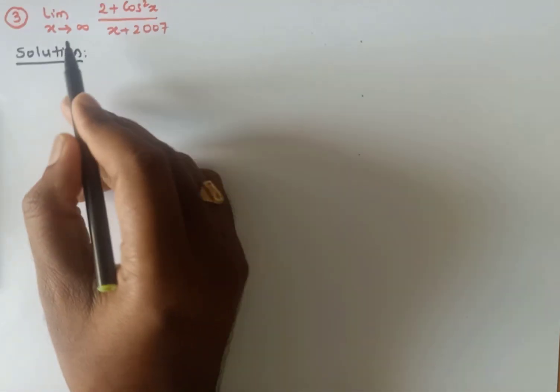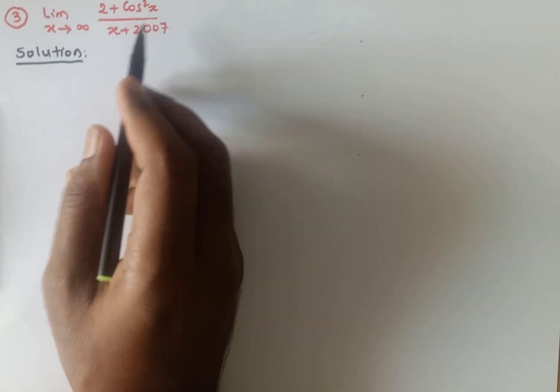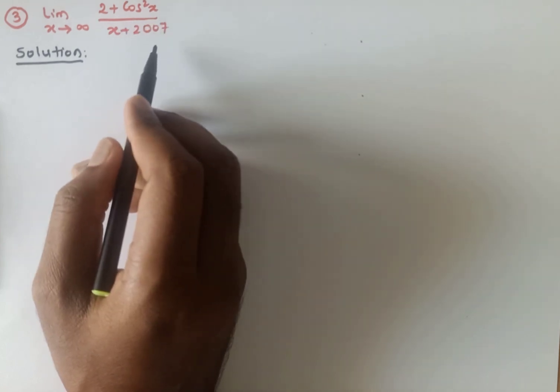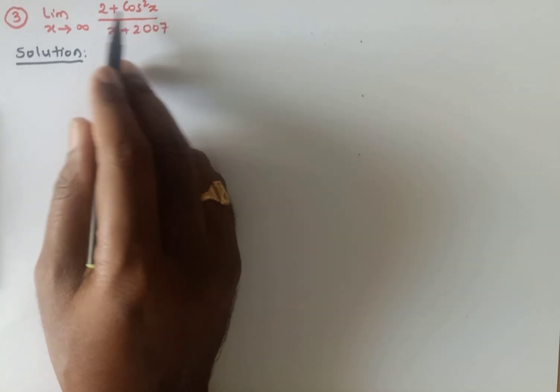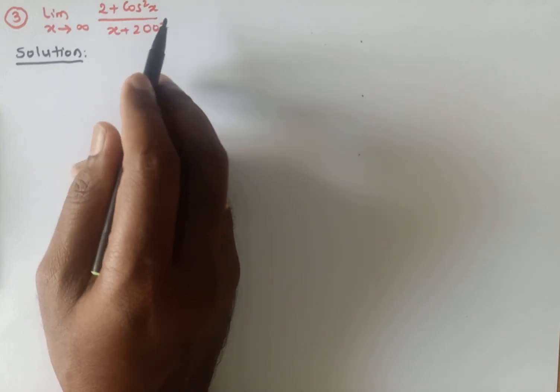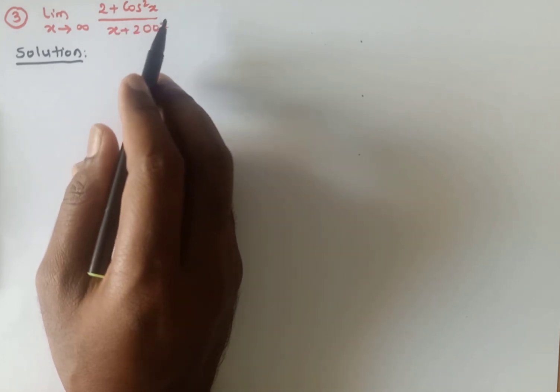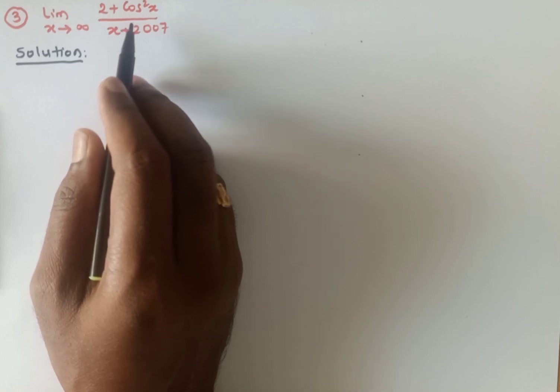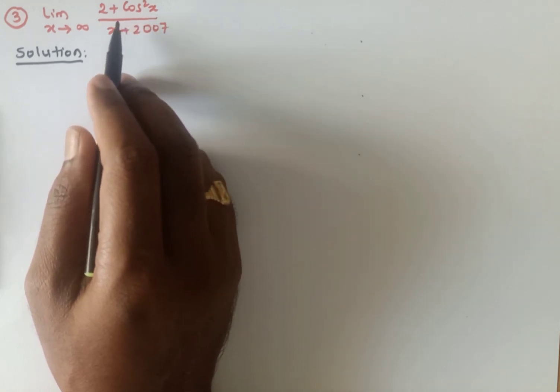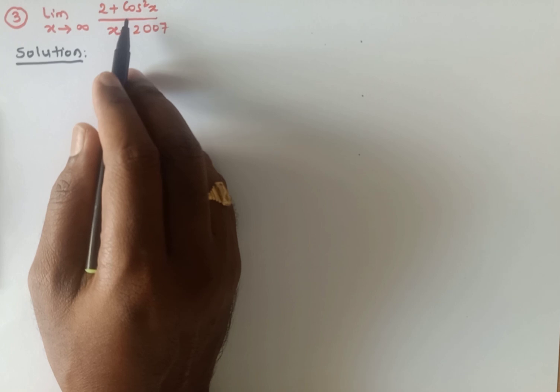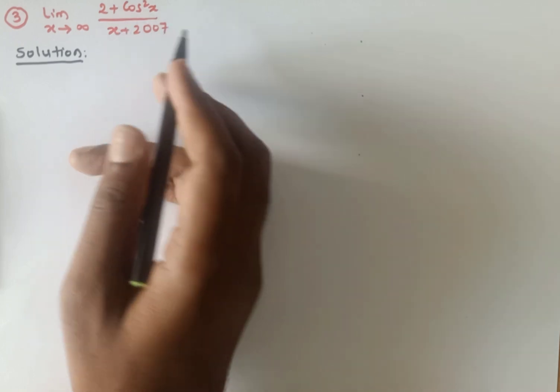So the third one: limit x tends to infinity of (2 plus cos square x) by (x plus 2007). Again it is a rational function, but the numerator contains trigonometric ratios. Again here we need to use the Sandwich theorem, so we need to create the f less than or equal to g less than or equal to h model.